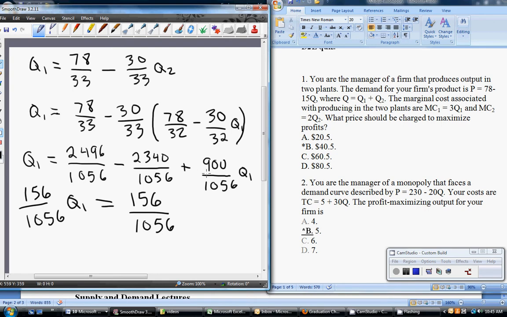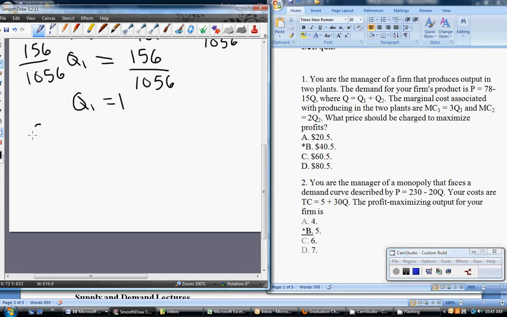Just subtracting 900 divided by 1056 from both sides leaves us with this. And this is nice because output in plant 1 just equals 1 unit. Okay, so all of that mess just simplifies down to 1. Next thing we'll do is just take this output in plant 1 and plug it into the Q subscript 2 function. So let me do that.